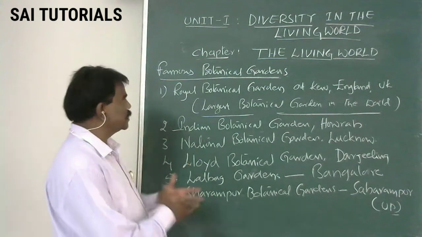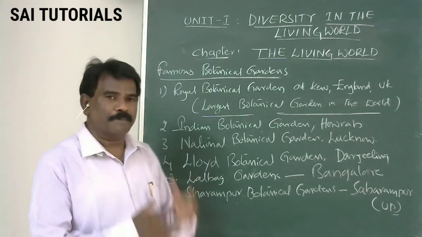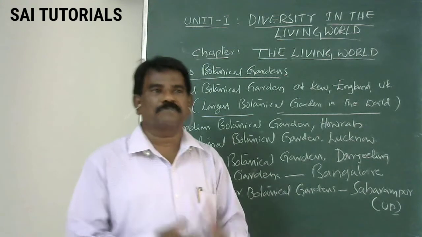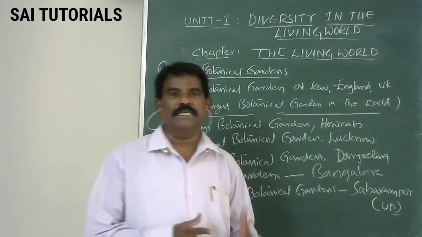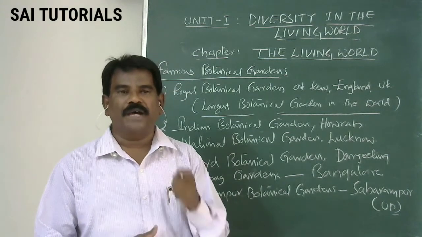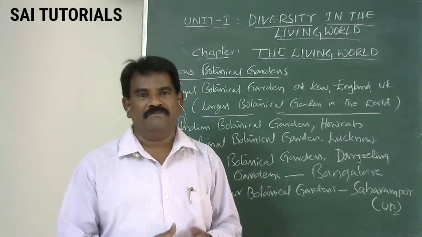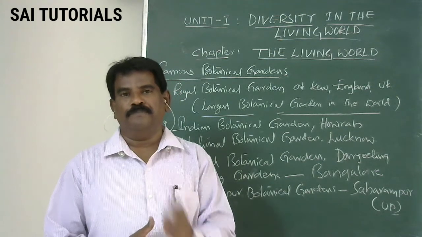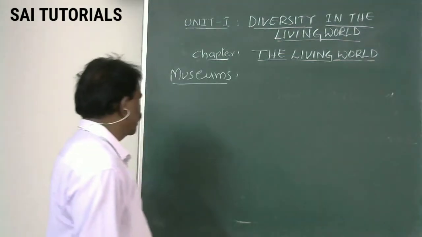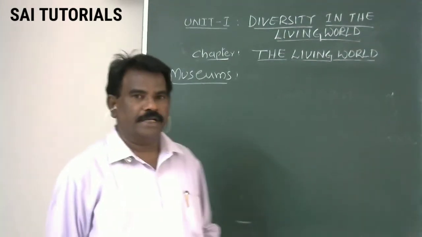So these botanical gardens are the places which have a collection of various plant species in various stages of living. They are useful for reference and identification purpose. So this is about botanical gardens. The next taxonomic tool is museum.